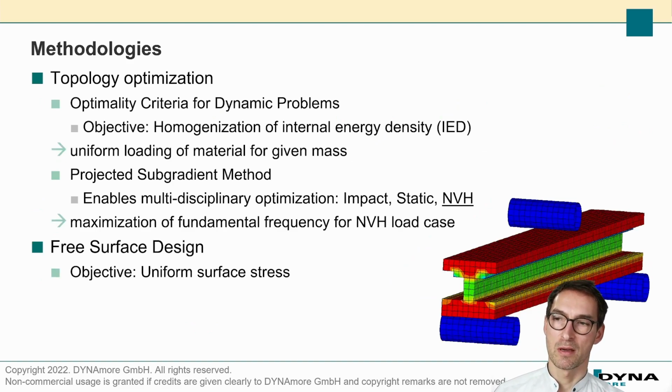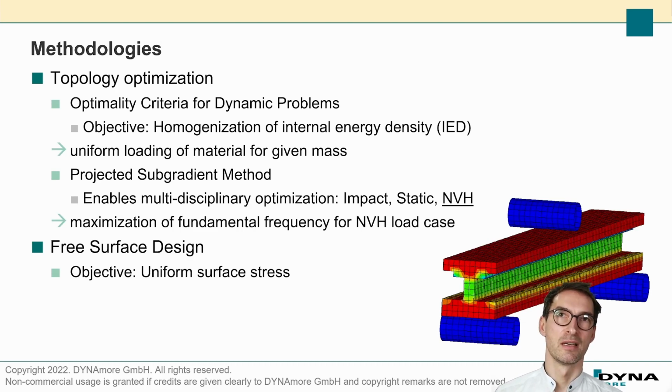Okay, how does it work? So basically, in topology optimization, the main criterion is the homogenization of the internal energy density. Internal energy is the energy, if we apply a load to a structure, that is stored inside of the structure. And by minimizing this energy, we try to achieve an equal stress distribution, as equal as possible.